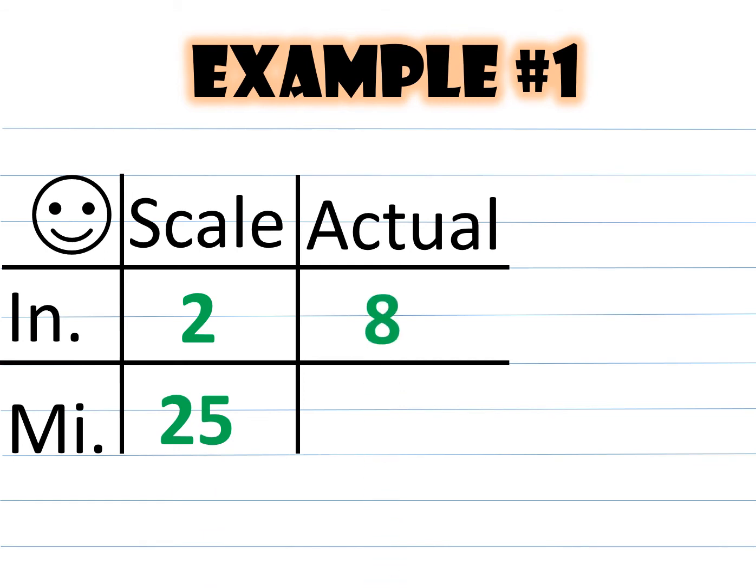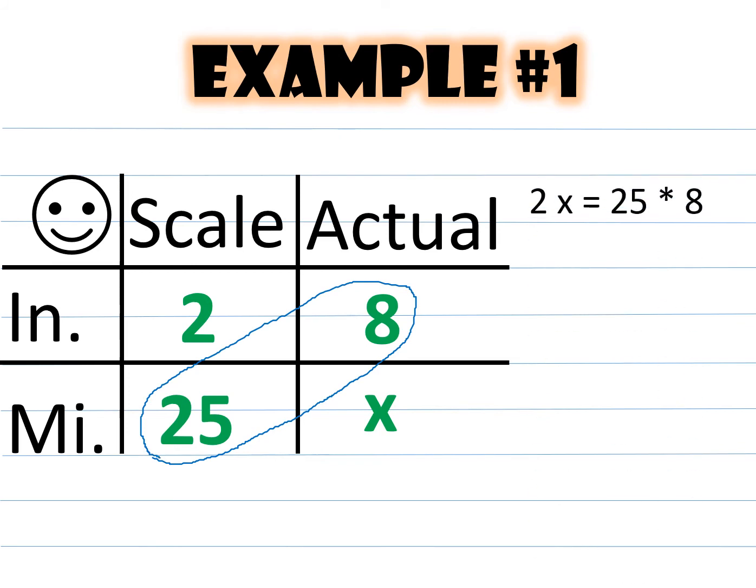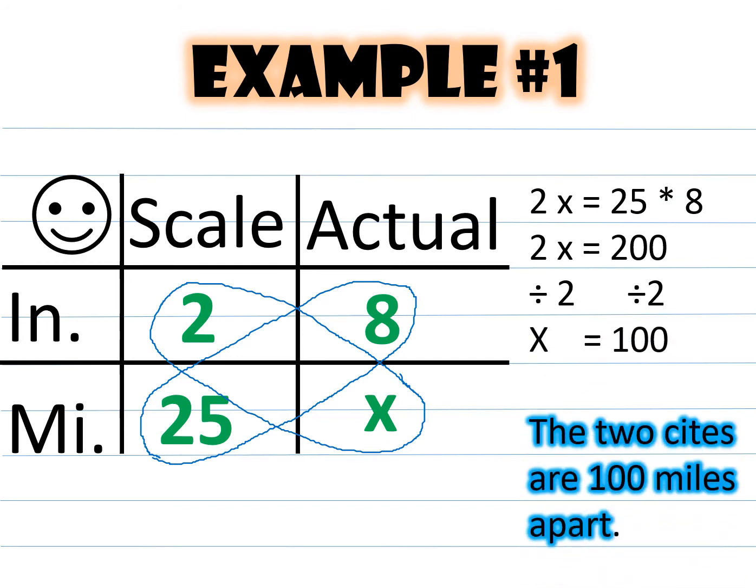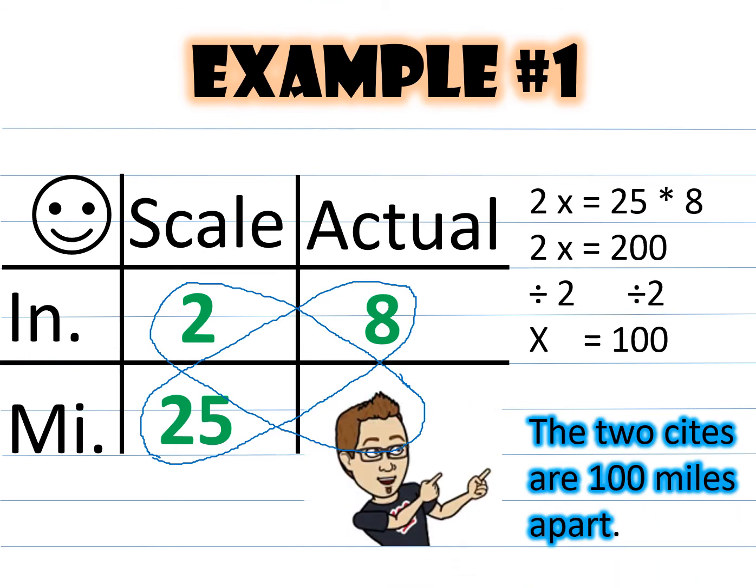What about 8 inches on the map? How many miles would that be? Well, what we want to do here is multiply the 2 numbers, 8 times 25, and that is going to be equivalent to multiplying these 2 values right here, 2 times x. 25 times 8 comes out to be exactly 200. We divide by the coefficient, which is 2, and we end up with an answer of 100. What does that mean? That means that the 2 cities are 100 miles apart. Cool.